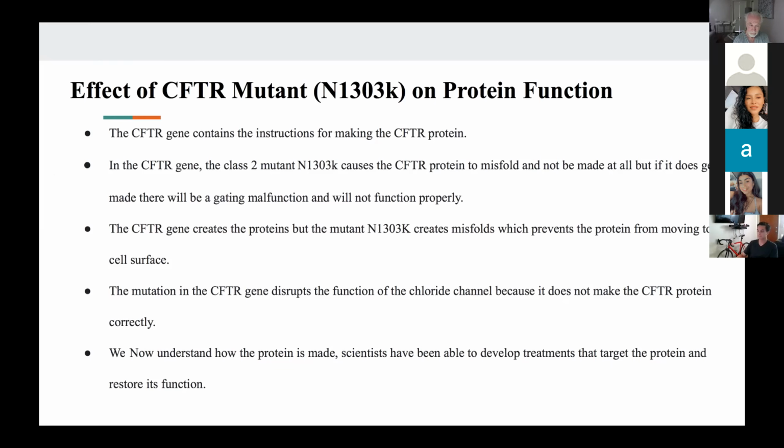It prevents it from processing through the endoplasmic reticulum and Golgi apparatus properly, so therefore the protein never goes to the cell surface. The mutation in the CFTR gene disrupts the function of the chloride channel because it does not make the CFTR protein correctly, which prevents the usual flow of chloride ions and water into and out of cells. We now understand how the protein is made. Scientists have been able to develop treatments that target the protein and restore its function.